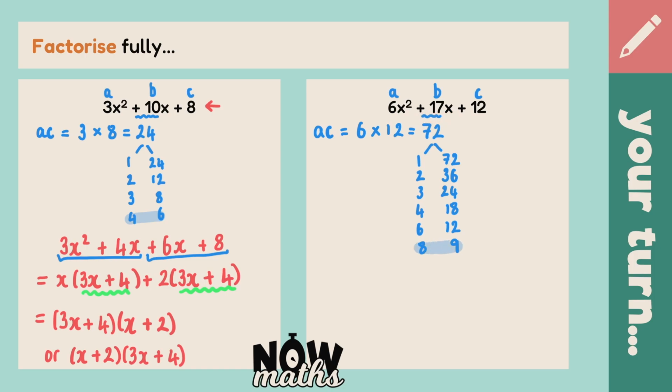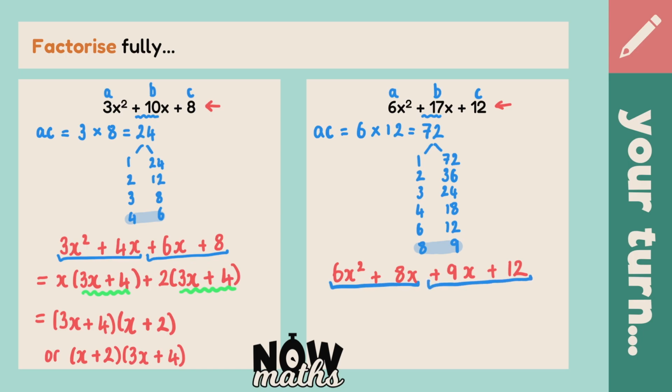So we now go back to our original quadratic and we rewrite as 6x squared. We then split the 17x into 8x, add 9x, and we put the plus 12 on the end. Now we factorise in 2 separate parts.